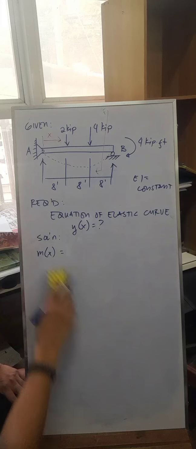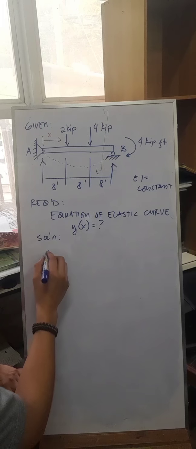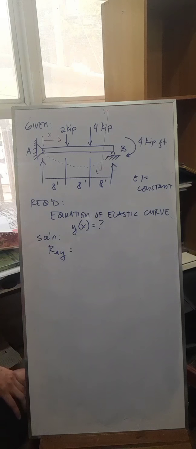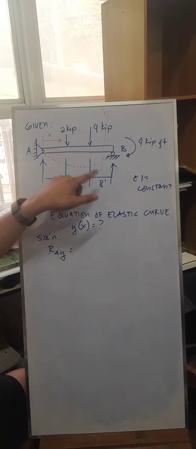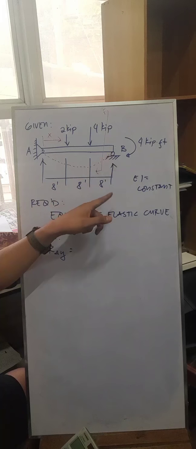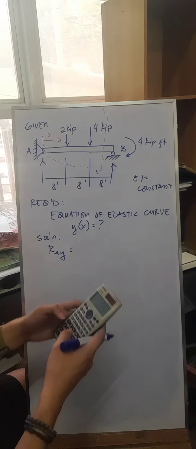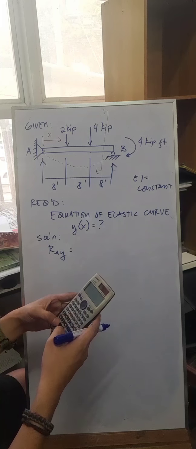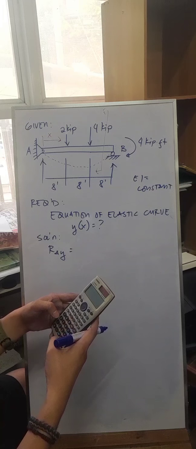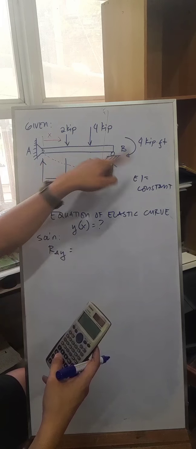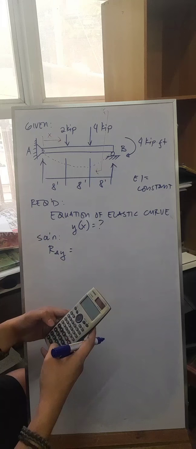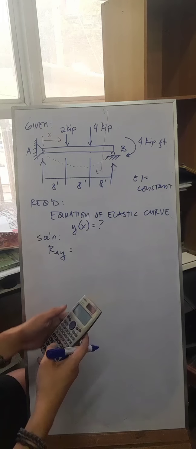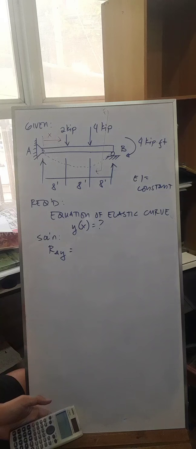RAy equals, if you sum up moments at B, you will have 4 times 8 plus 2 times 16, then minus 4. You have 60 divided by 8 times 3. You'll have 2.5 kips.